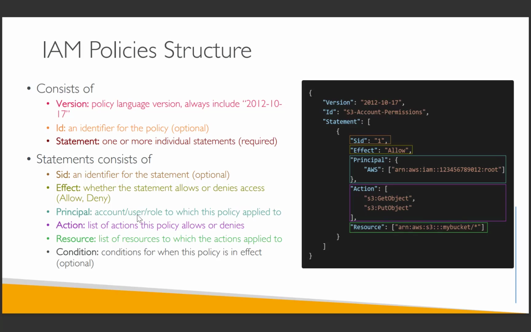Principal: the account, user, or role to which this policy applies, which we already discussed. Action: the list of actions this policy allows or denies. Okay, so this is the permission. In this case, it is allowed, so get object and put object are allowed. Resource: the list of resources to which this action applies. See, this is my bucket. So here it is, my bucket.